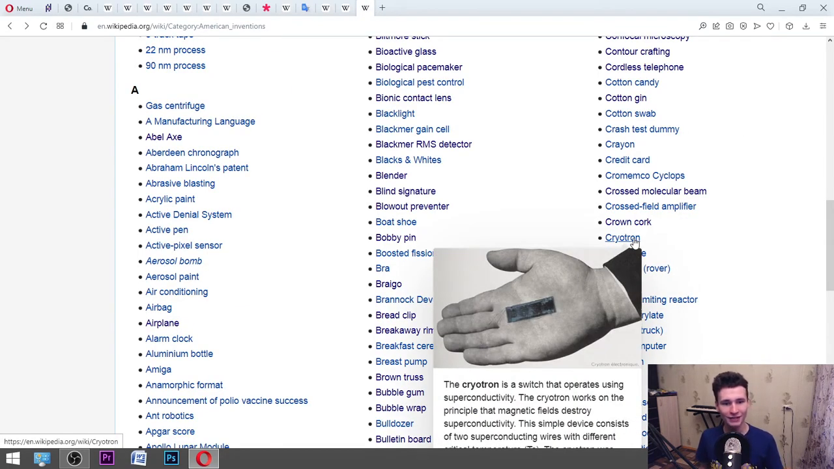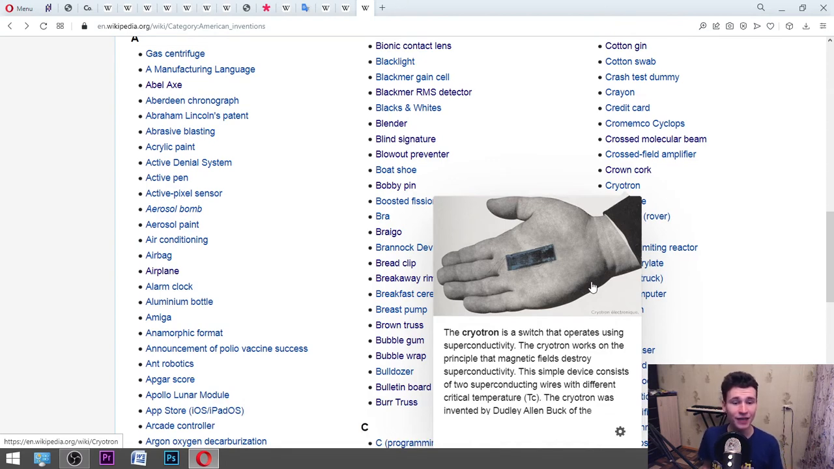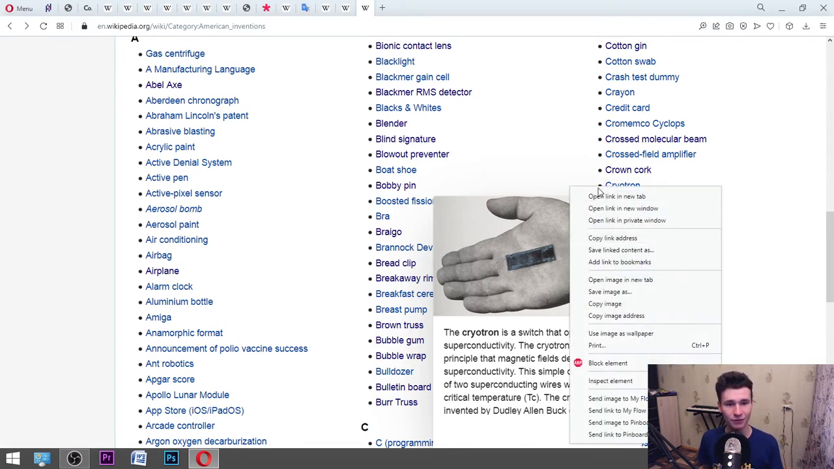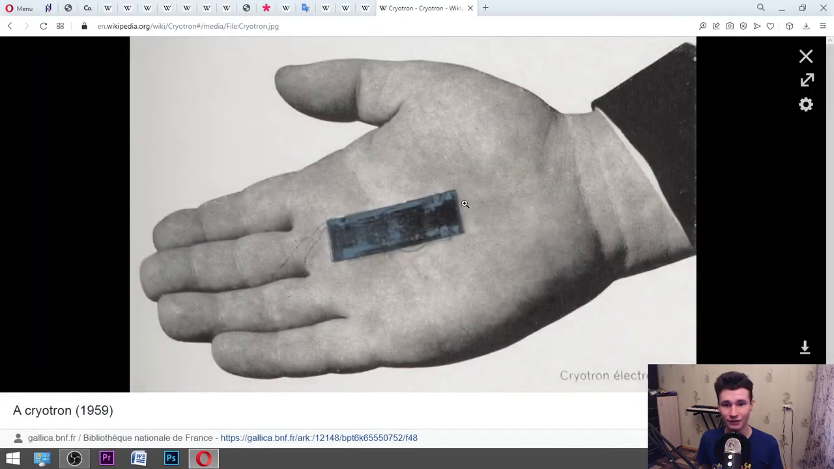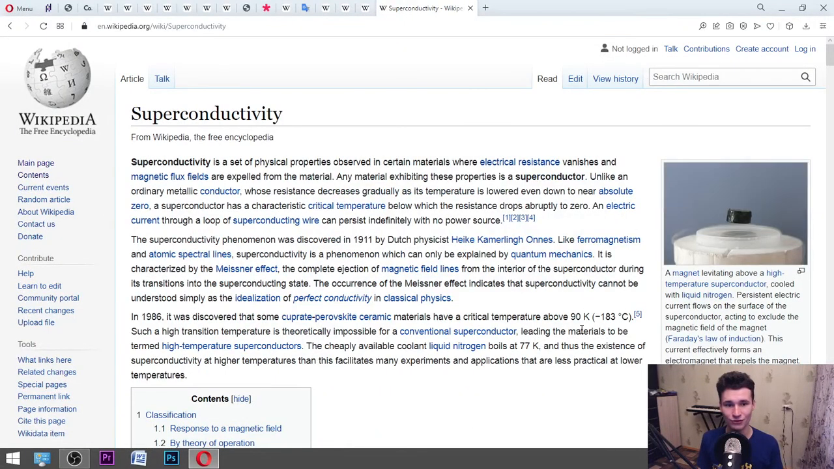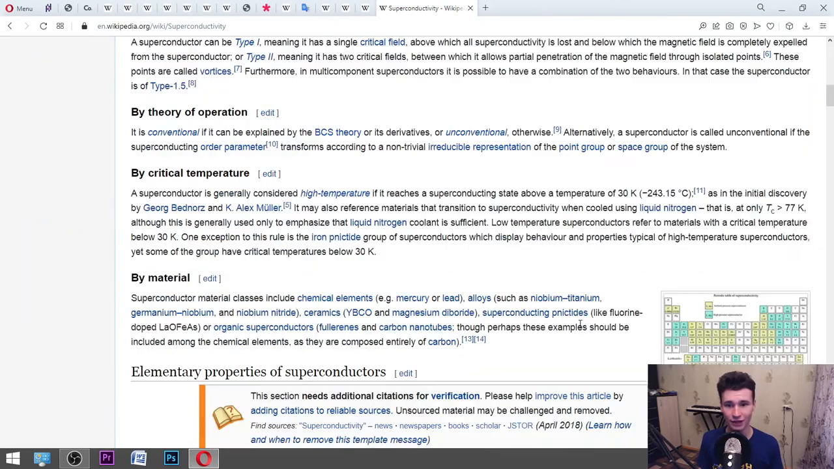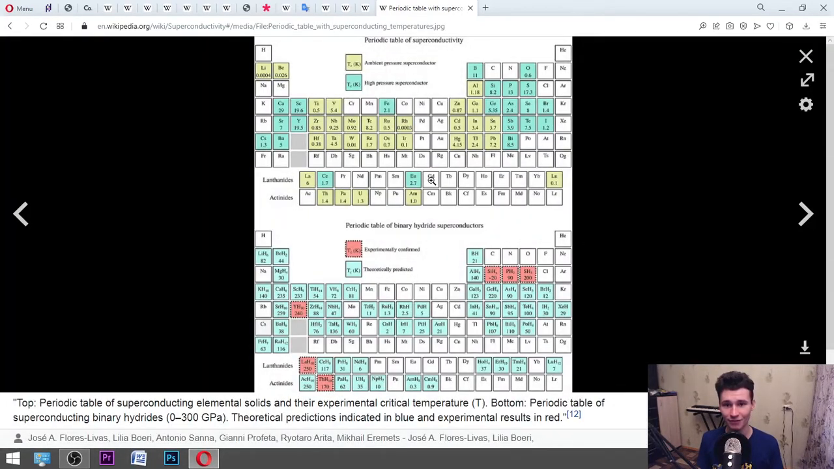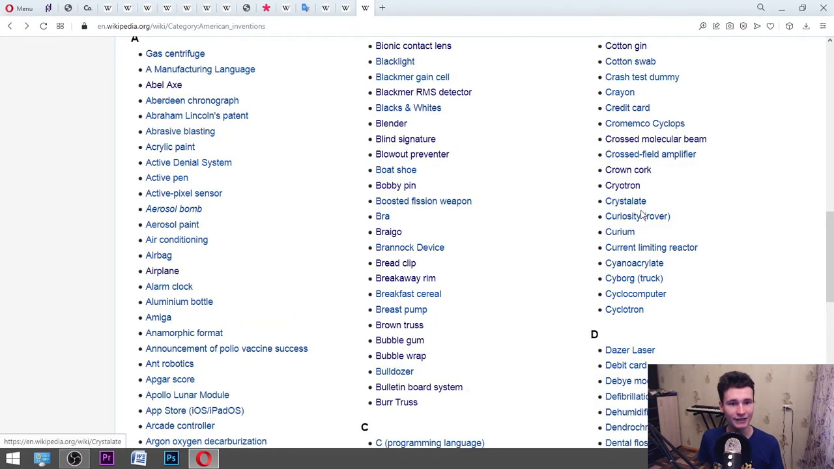Cryotron is a switch that operates using superconductivity. Interesting. The cryotron works on the principle that magnetic fields destroy superconductivity. This simple device consists of two superconducting wires with different critical temperatures. It is good to know about it, and maybe it is the previous version of something. We use superconductors in different fields. We also have the periodic table of superconductivity here, and binary hydrogen superconductors. Wow. Okay, next.